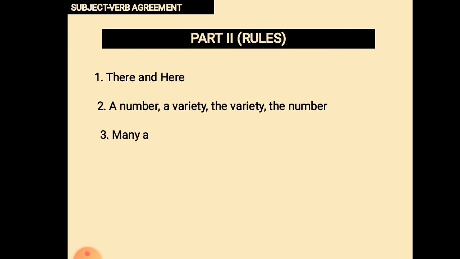We have there and here, a number, a variety, the number, many a, special nouns, and pair nouns. So these are the 5 rules that we will be talking about for this video. So if you want to know about this, just keep on watching. Alright, so let's start with there and here.